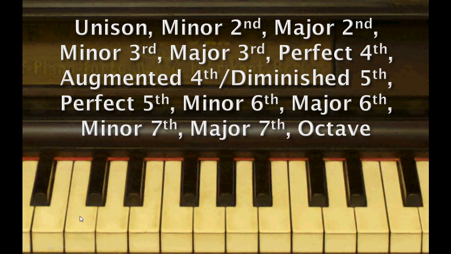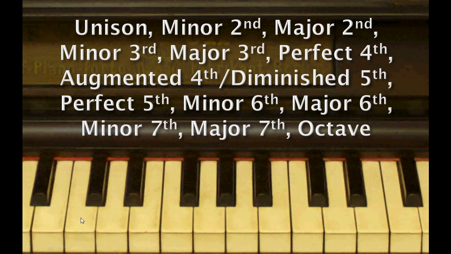If I go up 1 half step, we call that interval a minor second. If I go up 2 half steps, that's a major second. So from here to here is a major second. From here to here is a major second. From here to here is a major second. From here to here is a major second. So the intervals just tell us how many half steps we've taken.